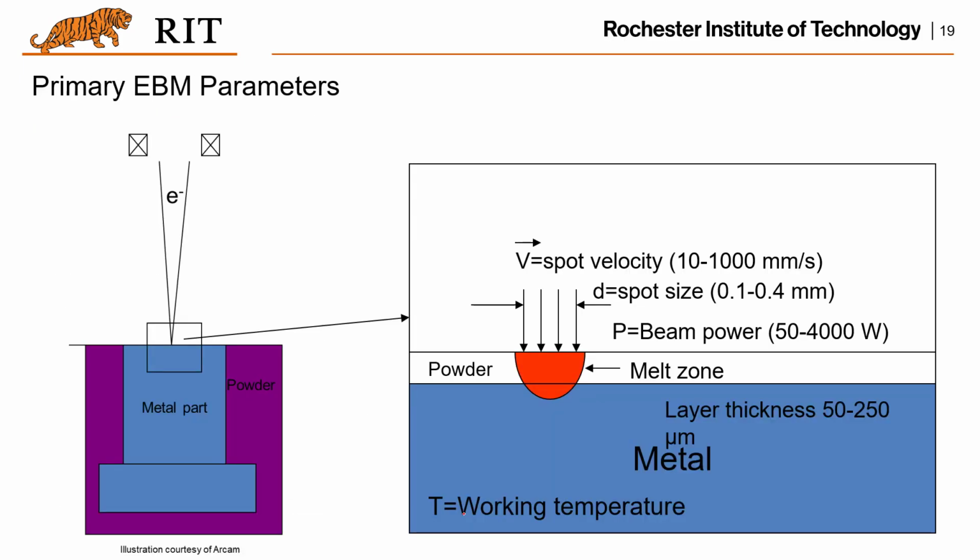So also there are some parameters for the EBM process. The V represents the spot velocity, and D is the spot size. Also, P is the beam power. And there will be a melting zone generated, melted by the electron beam.